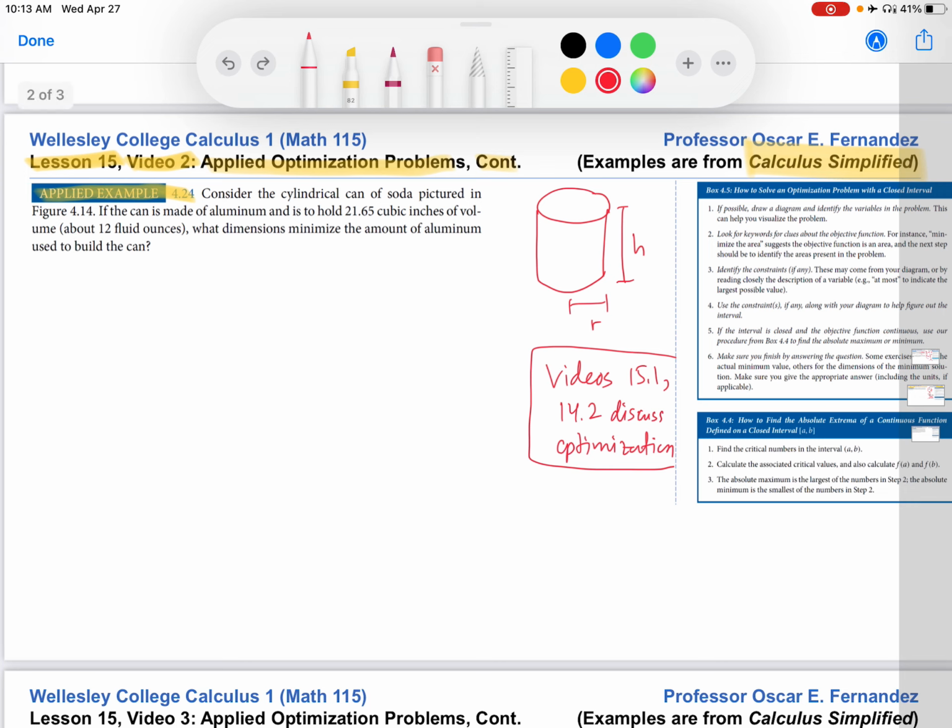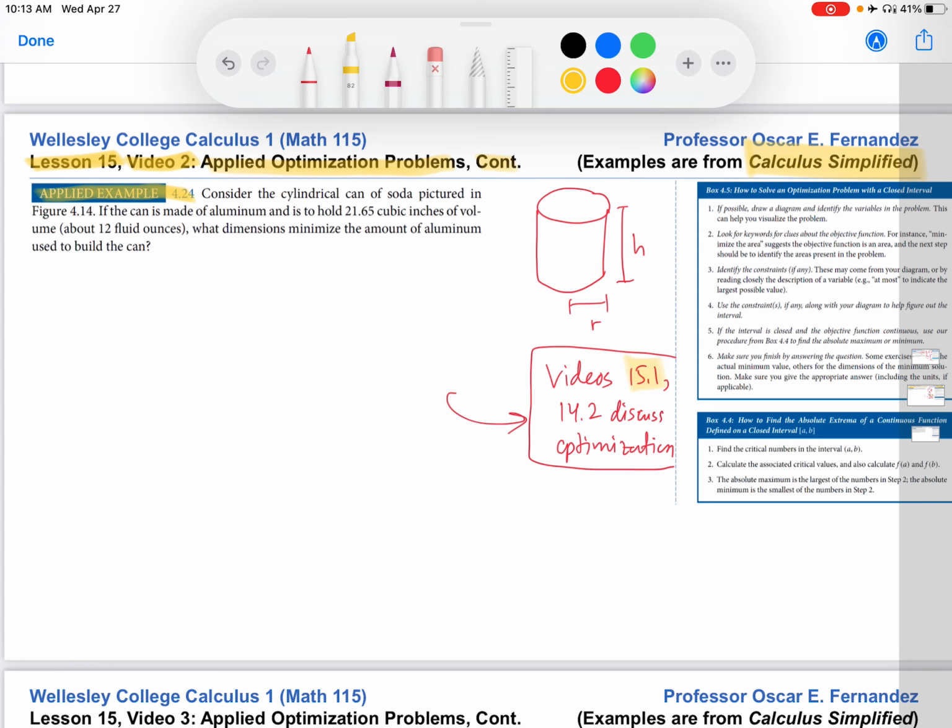The first one is that there are a couple of videos that I recommend you take a look at if you haven't already, or if you're comfortable with optimization theory and to some extent have done an optimization problem in calculus. You may not need to check these out, but video 15.1 is the video right before this one in this lesson where I work through one optimization problem.